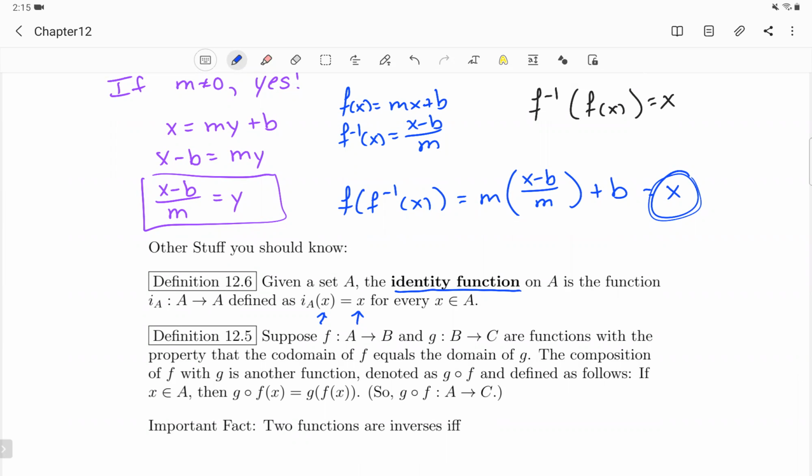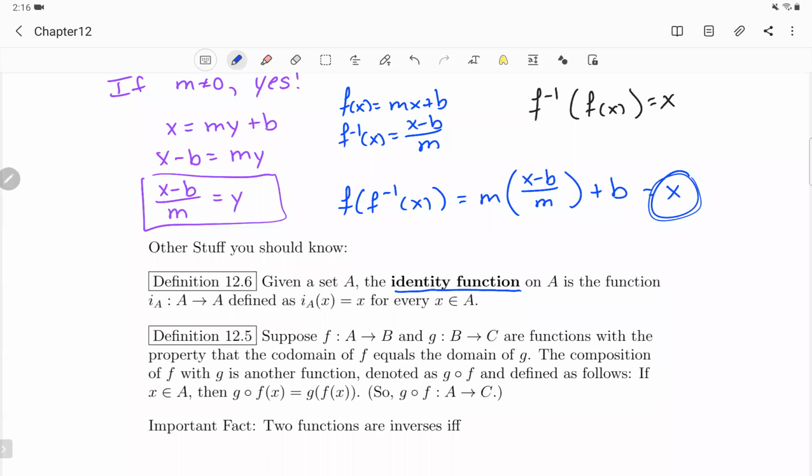It doesn't change them. The reason this is important is the same reason a simple number like 0 is important, right? Because I can add 0 without changing things. All right, so the identity function is going to play that type of role for functions like 0 does for numbers.